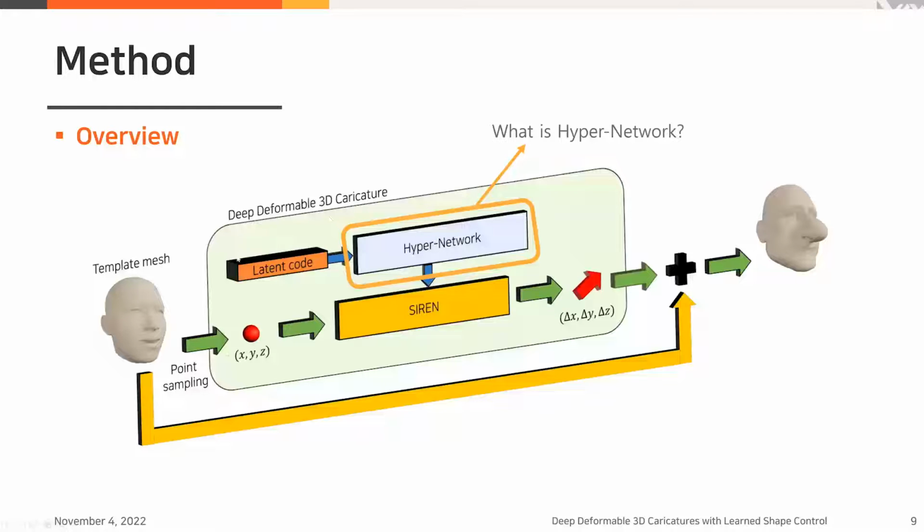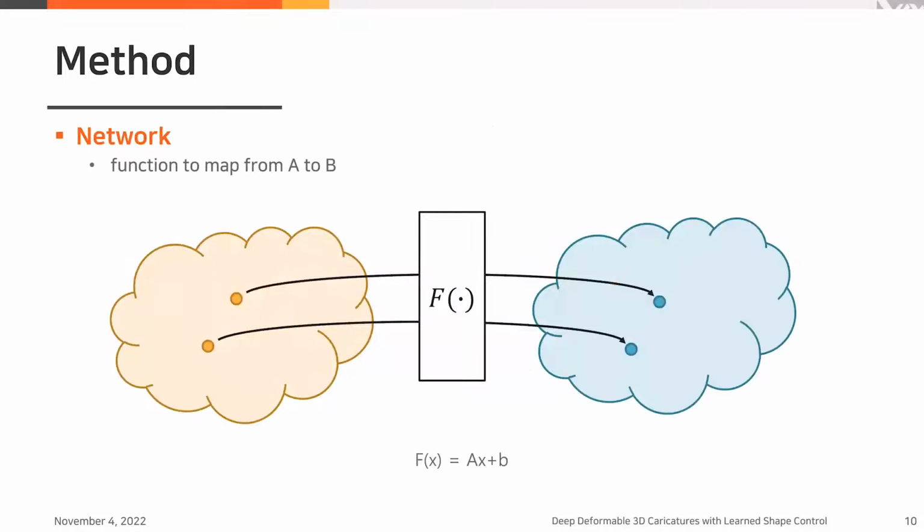As you look into this overview, the network consists of two things: one is a hypernetwork and one is SIREN. You might not know what a hypernetwork is, so I will briefly tell you what this does. Let's say there's an orange space and a blue space, and you want to map the data from the orange space to the blue space.